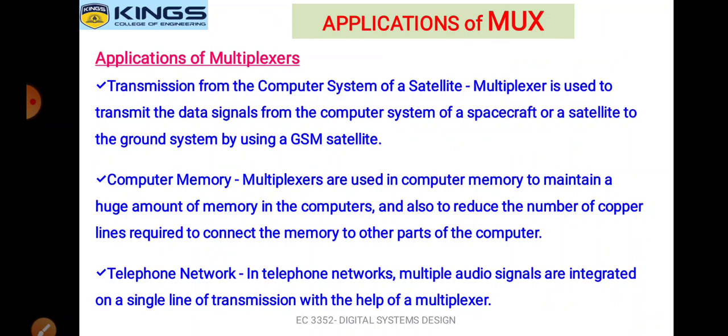Second one, it is used in computer memory. Multiplexers are used in computer memory to maintain a huge amount of memory in the computers and also to reduce the number of copper lines required to connect the memory to other parts of the computer. The last one is that it is used in telephone networks. In telephone networks, multiple audio signals are integrated on a single line of transmission with the help of a multiplexer. So multiplexers are mainly used in these three areas. These are some of the applications of multiplexer.